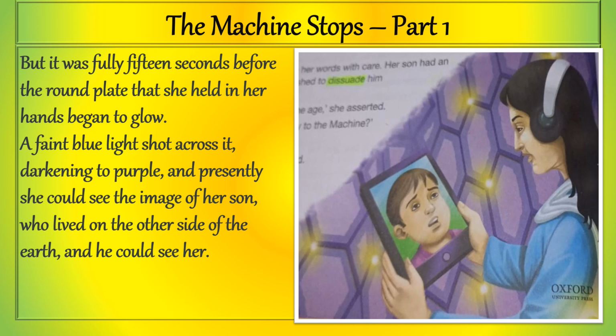A faint blue light shot across it, darkening to purple, and presently she could see the image of her son, who lived on the other side of the earth, and he could see her. In the same way, the face of her son appeared on the screen.